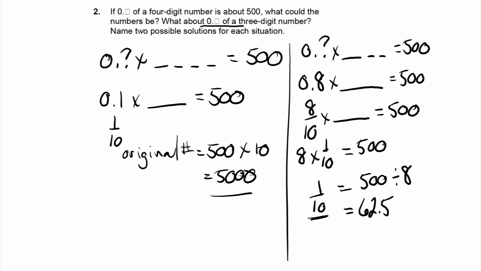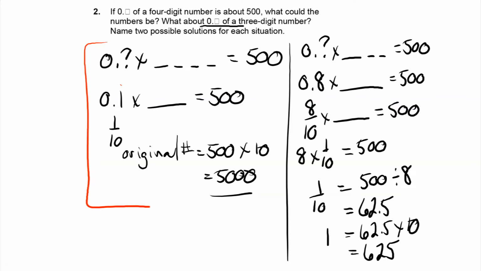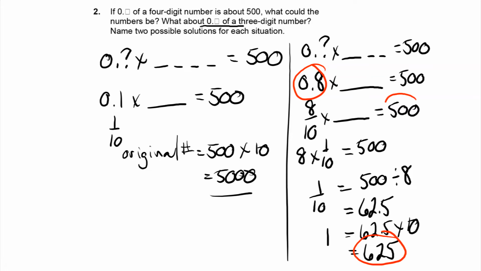We're dealing with 1/10, so if 1/10 is equal to 62.5, then 1, the whole thing, will be 62.5 times 10, which is equal to 625. So in this first example, 0.1 times 5,000 gives us 500. And in the second example, 0.8 times 625 equals 500.